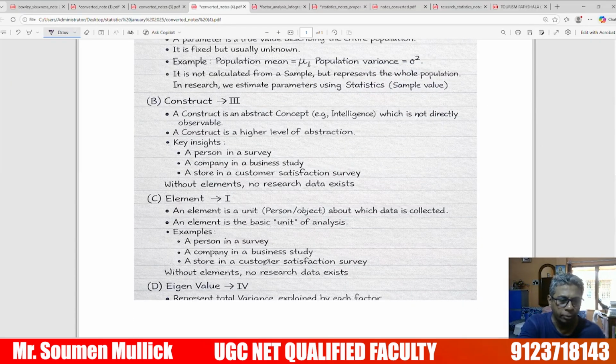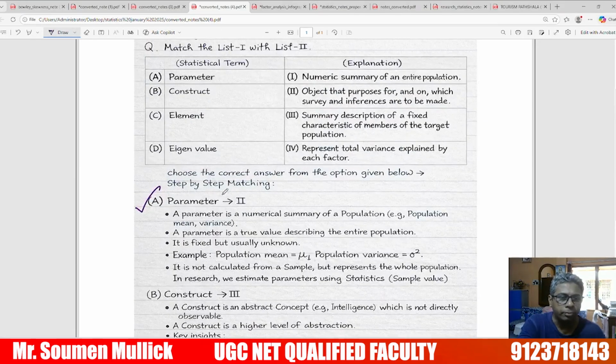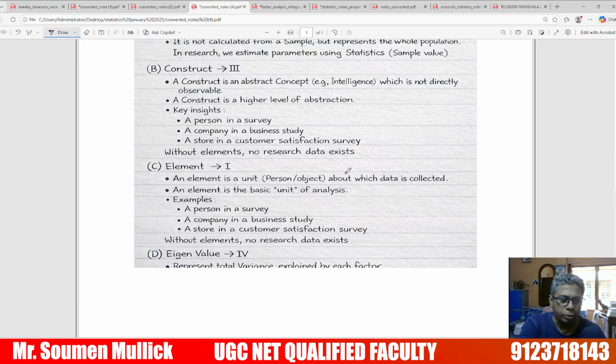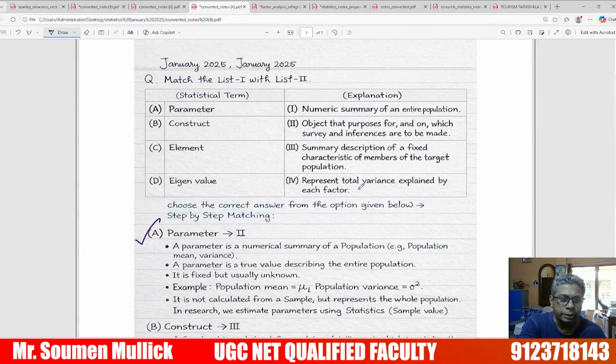Next, eigenvalue. The correct option is 4. Eigenvalues represent the total variance explained by each factor. Eigenvalue is related to factor analysis and represents the total variance explained by each factor. So these are the perfect matching.